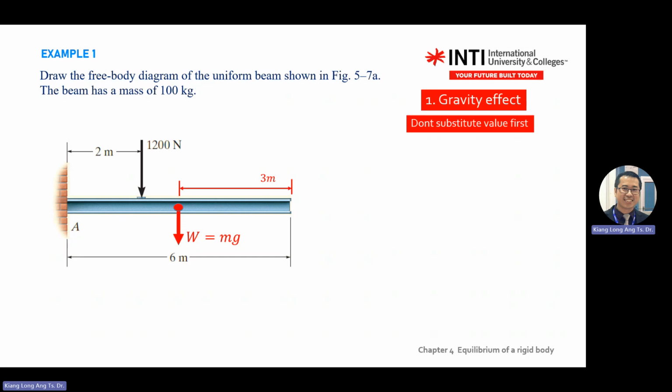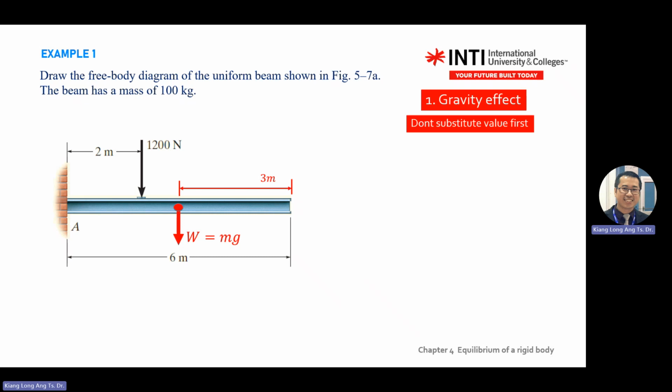So in your free body diagram, don't go and substitute value first. Because I've seen throughout the semester, careless mistakes always happen here. If you substitute wrongly, maybe that day you are not feeling well, you write the wrong number here, then you screw up the rest of your calculation. So don't substitute value first.